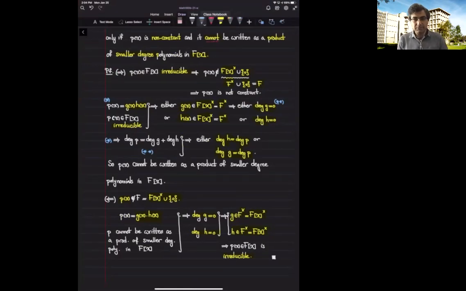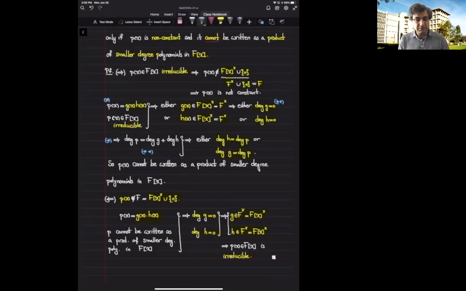What does that mean? I start with a non-constant polynomial P, and I assume that I cannot write it as a product of smaller degree polynomials, and I want to show that it is irreducible. So the first thing that I have to show is that it is not a unit and it's not zero. But that's for sure, because it's not constant and units of the ring of polynomials consist of constant polynomials. Okay, so it's definitely not a unit and it's not zero. Now let's focus on the multiplication part. I write P as a product of two elements and I have to show that one of them is a unit. But I do know that I cannot write down P as a product of smaller degree polynomials.